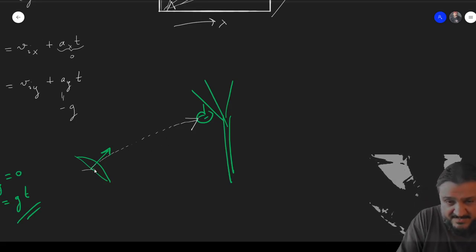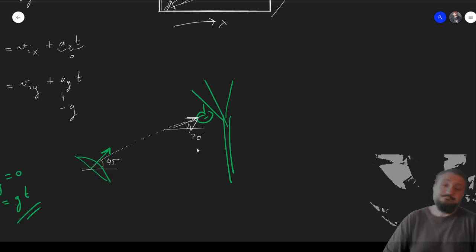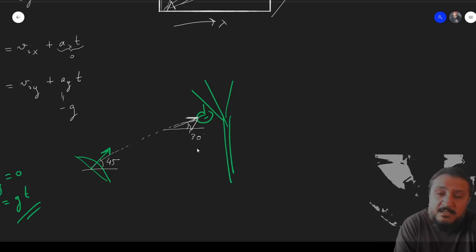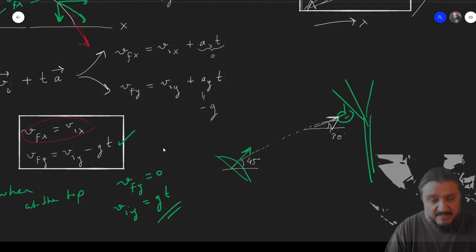The initial angle here, say this was 45 degrees. Now this direction here is maybe 30 degrees. It depends on how far it is, of course. It will change, okay? So the y component changes, but the x component never changes in projectile motion.